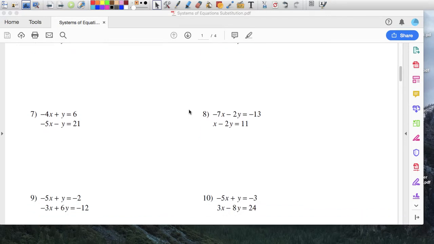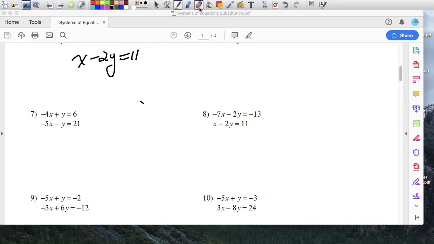Next one. It really doesn't matter who you isolate. I don't want to isolate this one because the x has a coefficient, the y has a coefficient, so I'm not really going to work with the first one, but I'm going to work with the second equation. So I've got x minus 2y equals 11.